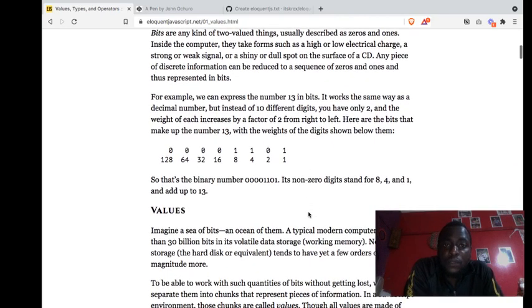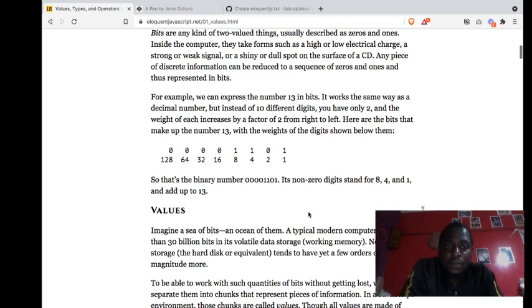Any piece of discrete information can be reduced to a sequence of zeros and ones and thus represented in bits. Discrete information, and that's discrete math. So for example, we can express the number 13 in bits. It works the same way as a decimal number, but instead of 10 different digits, you only have 2. And the weight of each increases by a factor of 2 from right to left. Okay, so 2, 4, alright, I get it.